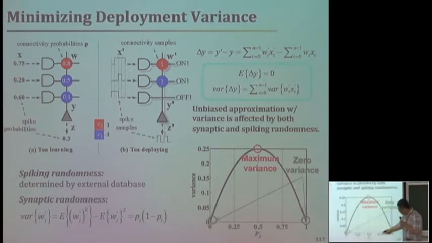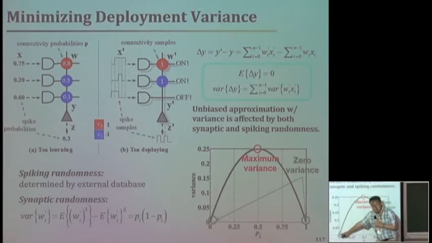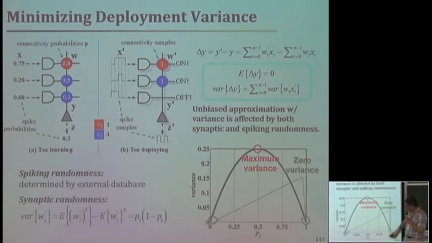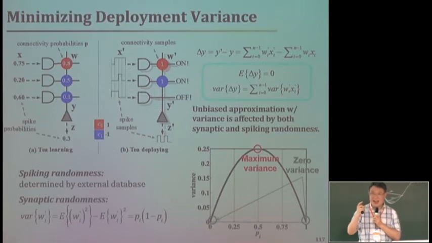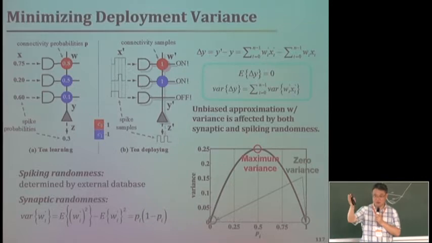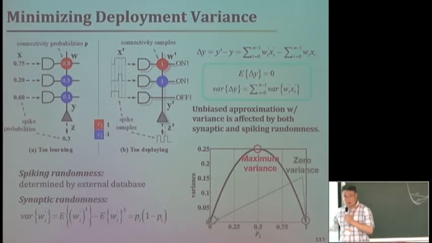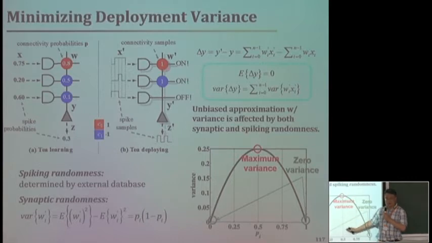Like we show here, we plug in P. When P equals 0, we get 0. P equals 1, we get 0. P equals 0.5, we get the maximal variance, which is the maximum variance of delta y, or the variance between y' minus y. What that means is that when P equals 0 and 1, we get the smallest deviation between the target output and the one we really see. When P equals 0.5, we get the largest deviation.